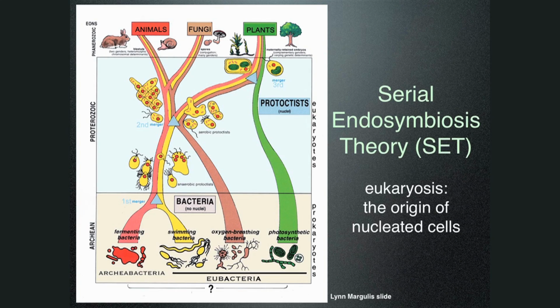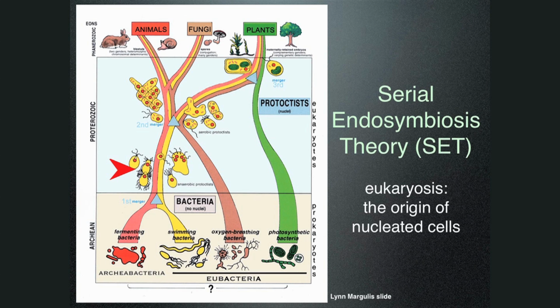The reason it's called serial endosymbiosis, endosymbiosis being these things getting incorporated inside of, is that these gray triangles mark three different symbiotic events. The first, between swimming bacteria, spirochetes, and archaebacteria, produce the first protists, single-celled eukaryotes, or cells that have nuclei. Bacteria do not have a nucleus. The second is the incorporation of mitochondria that gave the early protists the ability to breathe oxygen.